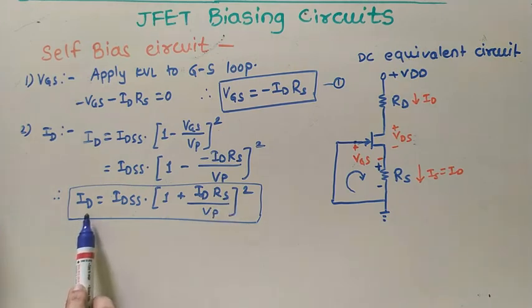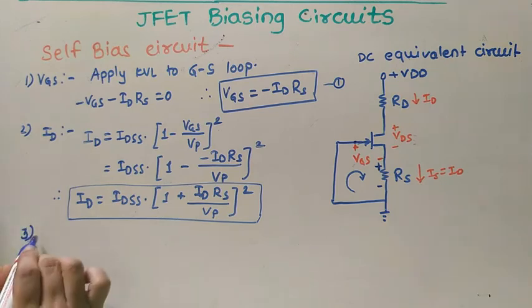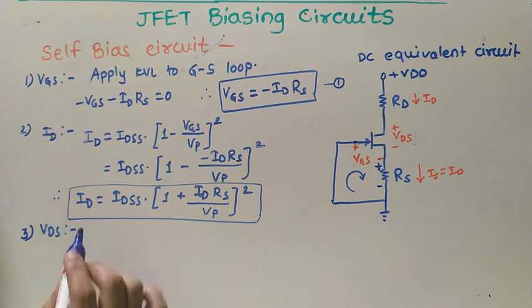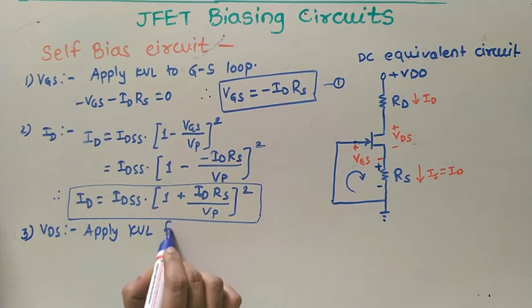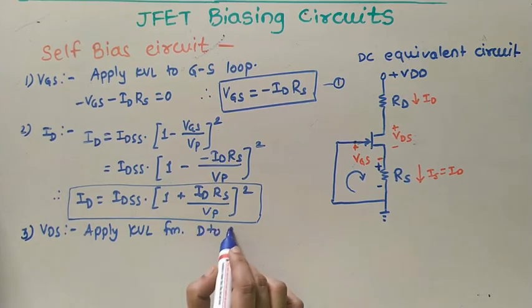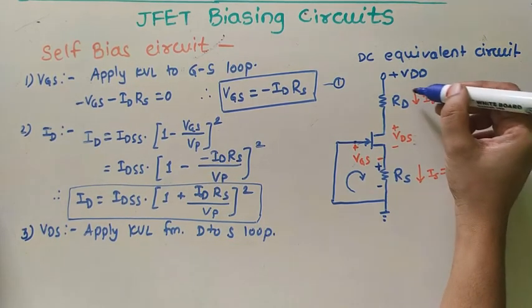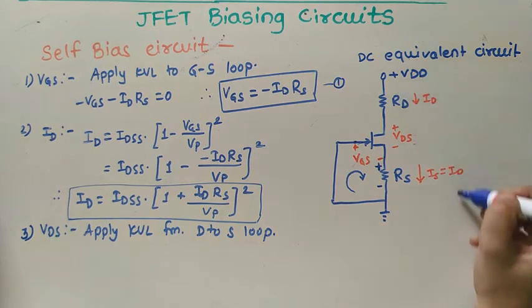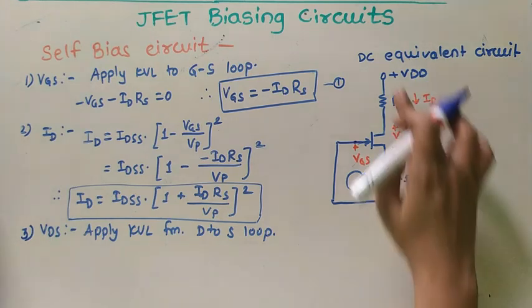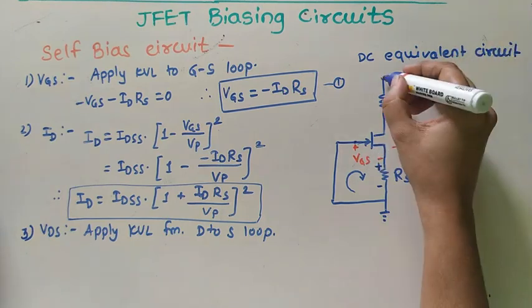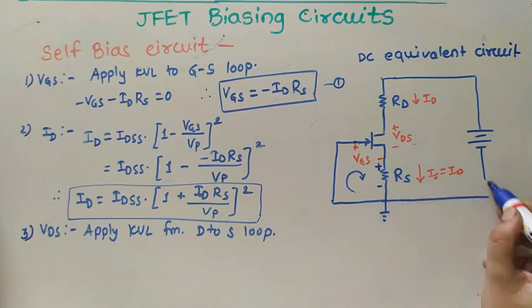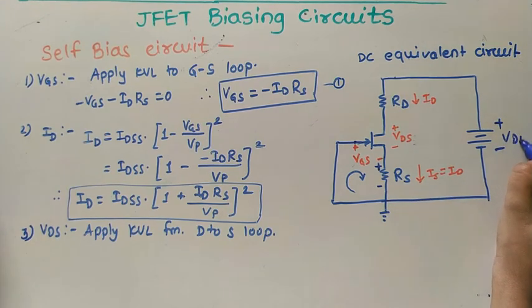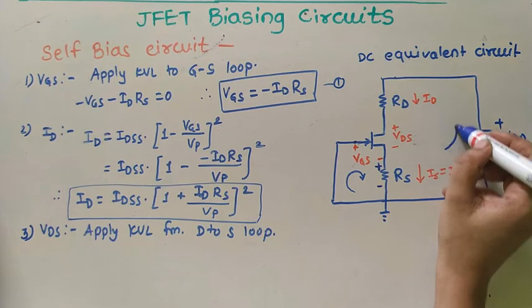In third step, we have to find out the VDS voltage, and for that we have to apply KVL from drain to source loop. Means at output side we have to apply the KVL like this, and for that let's modify the circuit. VDD, I'll write down the VDD like this only for the simplification and your understanding. We'll apply KVL like this.